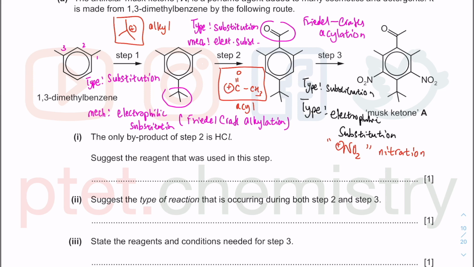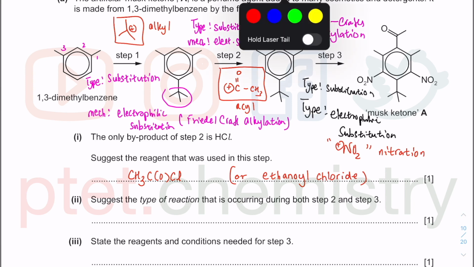So suggest the reagent that was used. It has to be CH3COCl. They are not asking for the formula. They are not asking for the name. You could have given the formula like that, or you could give the name, but the name has to be correct. It is a 2-carbon acyl chloride. The name is called ethanoyl chloride. If you choose to give the name, it has to be spelled properly. I would always go for the formula unless I have no choice.